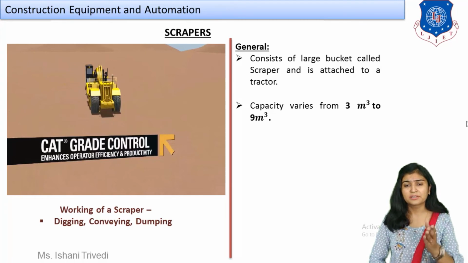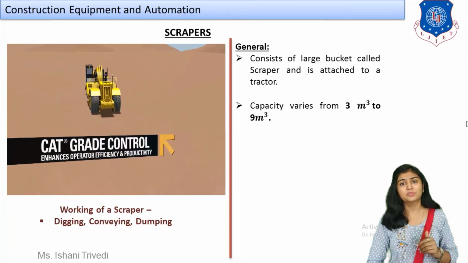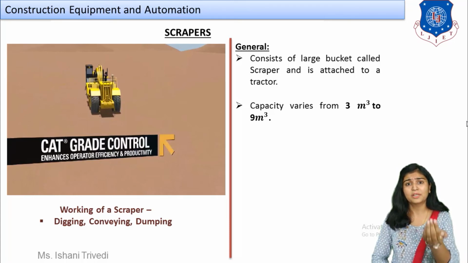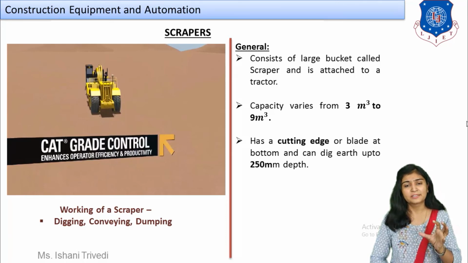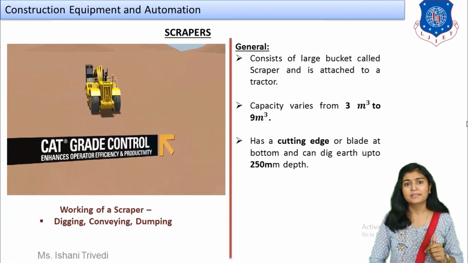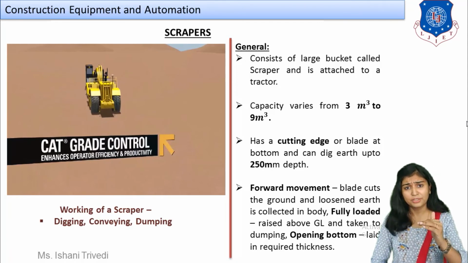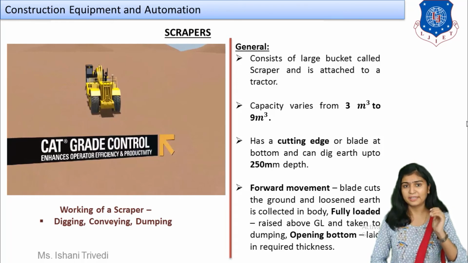So as we discussed already from the video itself, you will be able to write down. We are putting the points over here. It consists of a large bucket. Now this bucket itself is going to be called a scraper because it scrapes out the soil with the help of blades fitted at the bottom. Its capacity varies from 3 meter cube to 9 meter cube, which I already told you. Then it has a cutting edge at the bottom, which you already saw in the clip which was running. And the depth of cut can be maximum up to 250 mm. So there comes a limitation, right?